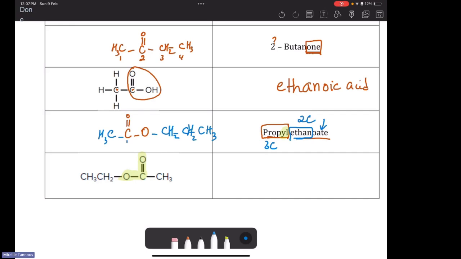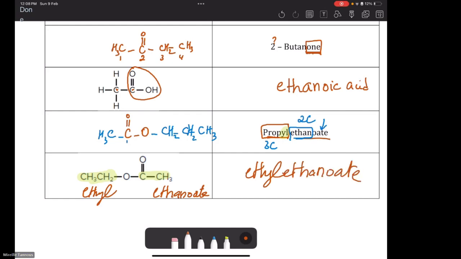Pay attention. This is the part connected to the O, that's an ethyl. And this is the part connected to the C double bond O, that's an ethanoate. So ethyl ethanoate. And that's it.